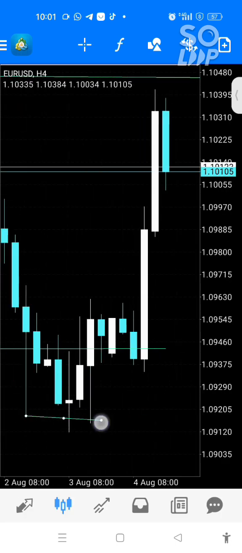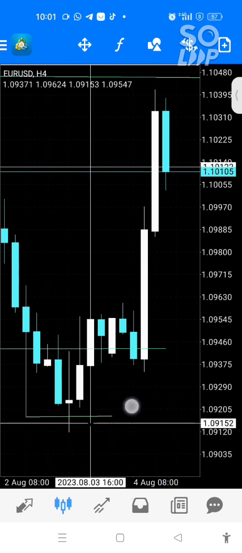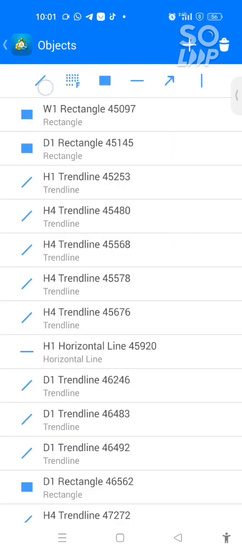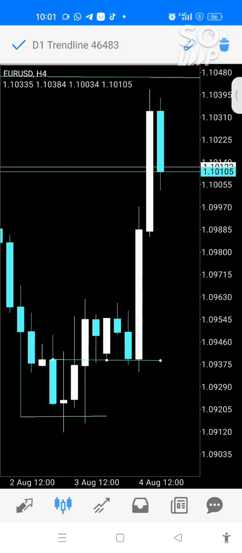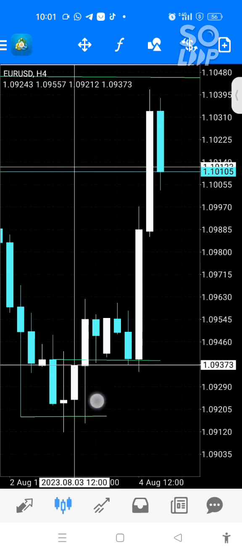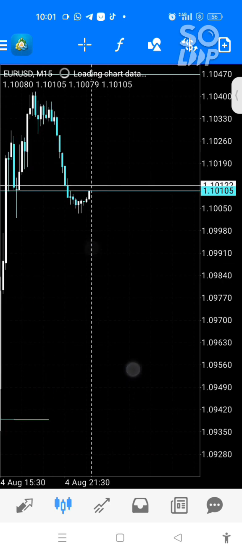Liquidity graph, right? Inside that daily fair value gap, right? This is an order block. Can you see? It's an order block, a 4-hour order block. Now let's pair 4 hour with 15 minutes.